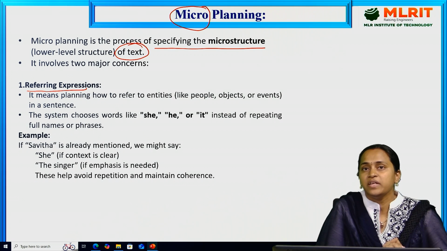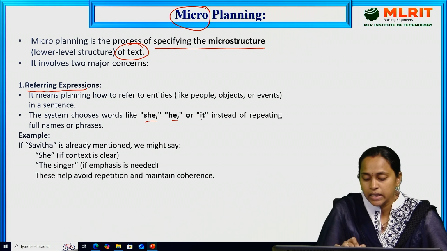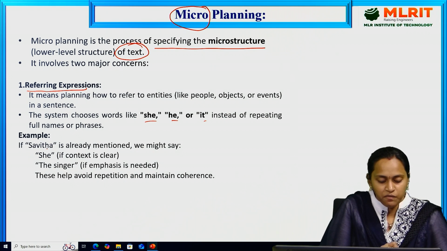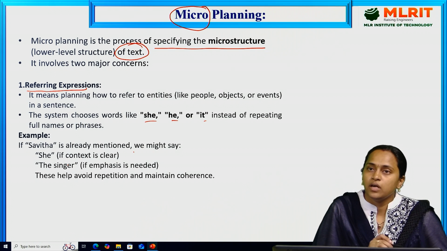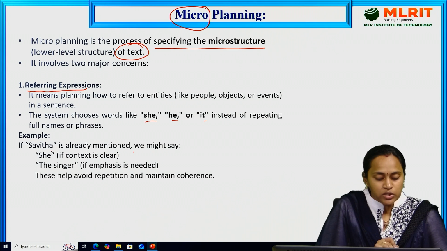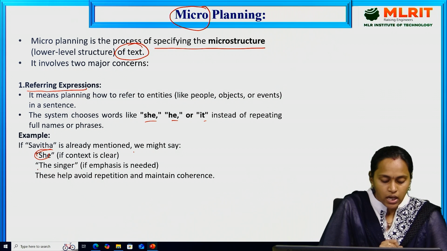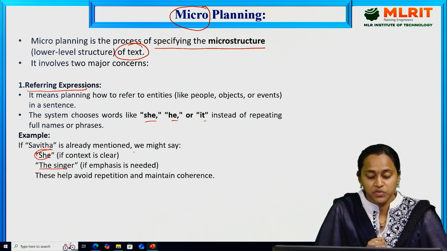That means referring expression, that means she, he, it, instead of repeating the full names. Suppose see the example, if Savita is already mentioned here, right? Then every time we call Savita, it is taking overload, right? So according to that we are using she, the singer, like this. The emphasis we are using.